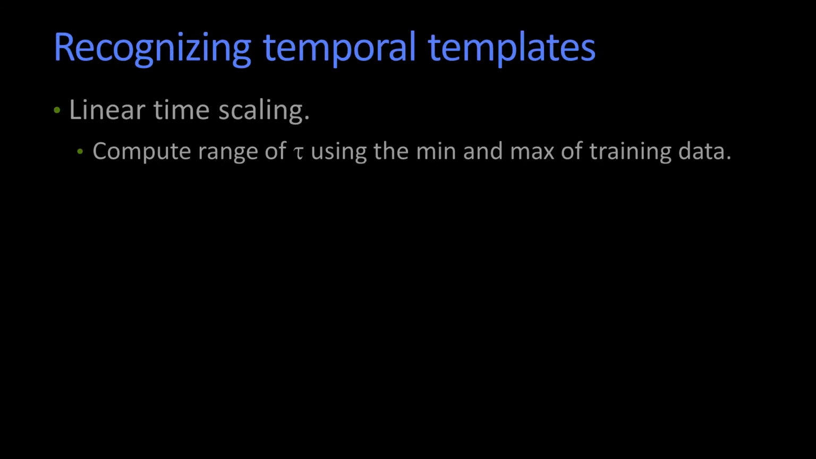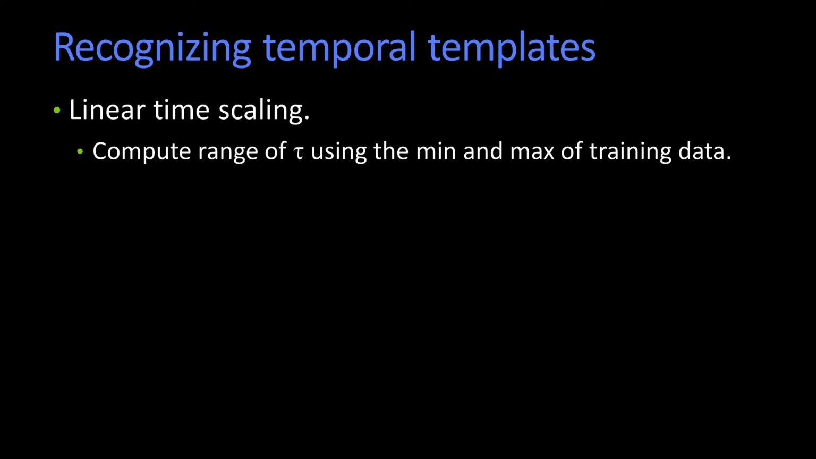A couple of cool properties. As we said, it's very easy to construct the MHI for one tau from the other. So you can go from tau 30 to tau 15. And that's basically a linear scaling, right? So if I have an action that can go fast or go slow, that's okay.